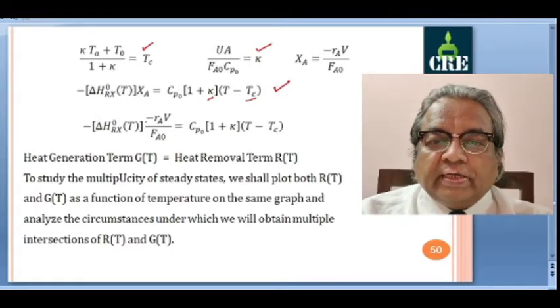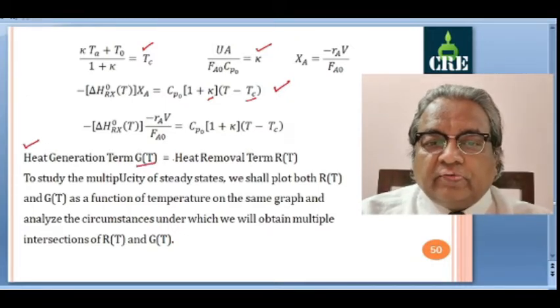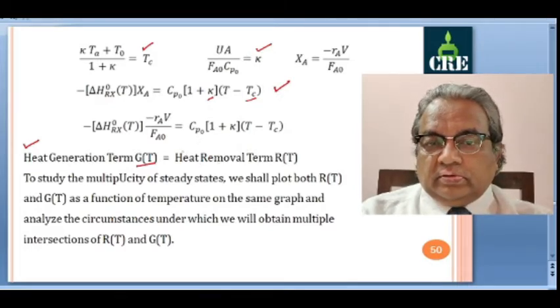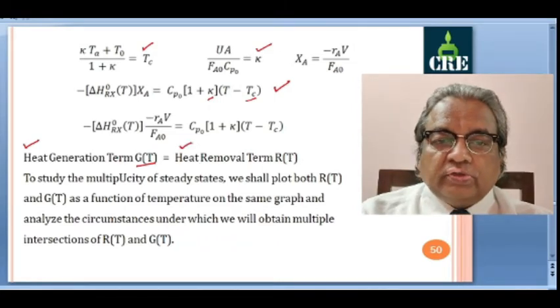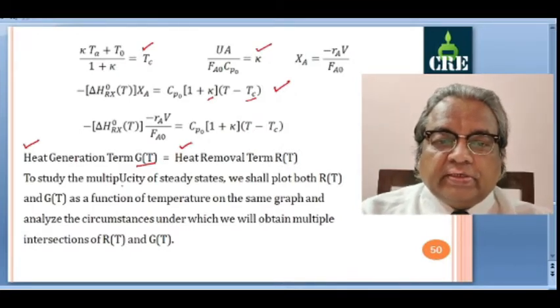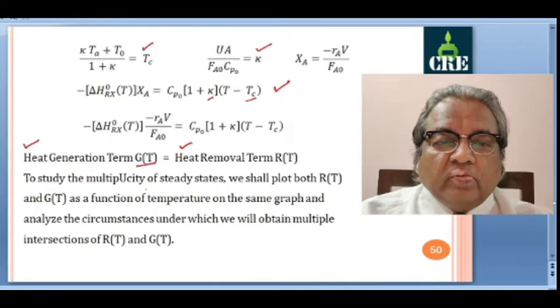So Xa can be replaced by minus Ra into V by Fa0. Now the left hand side term is called the heat generation term, denoted as G of T, and the right hand side term is called the heat removal term, denoted as R of T. So G(T) and R(T) are the generation term and removal term. In short, we call them generation term and removal term.